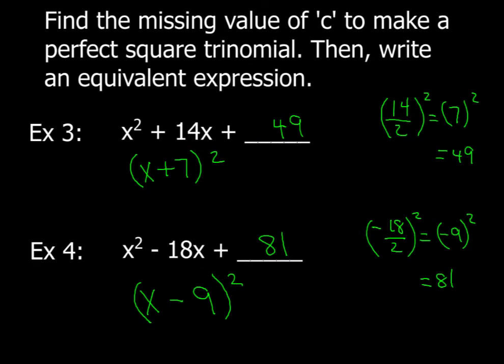Alright, how'd you guys do, rock stars? I'm sure you nailed it. You got both example 3 and example 4 correct. So by now you should totally understand how to find the missing value of c to make a perfect square trinomial, and rewriting that perfect square trinomial as an equivalent expression. Now there are other more complex examples, but we'll get into those later on, where your a value is not 1. But more on that later.